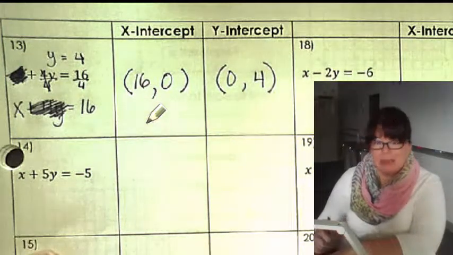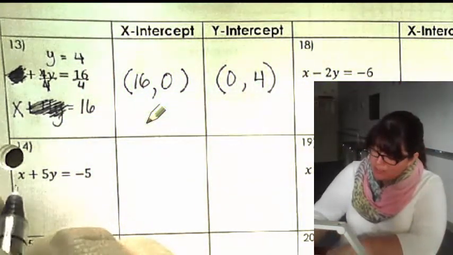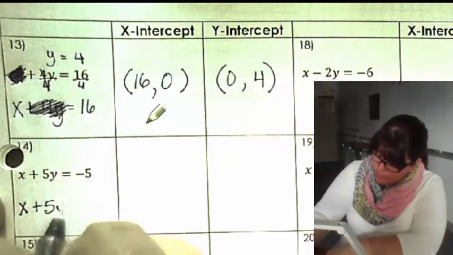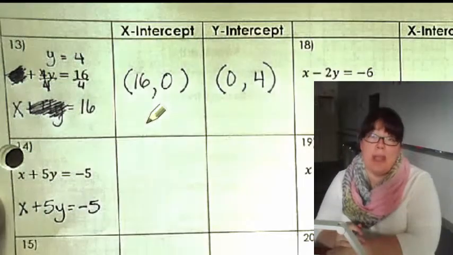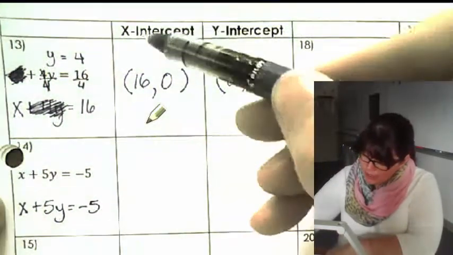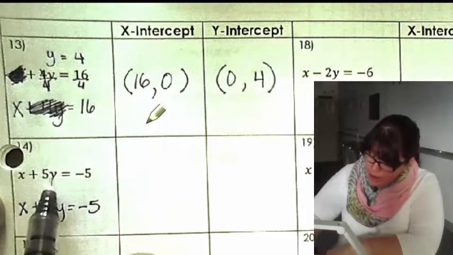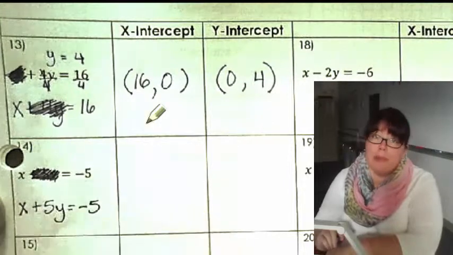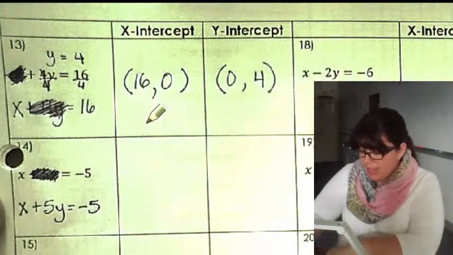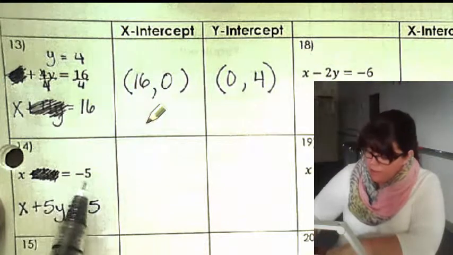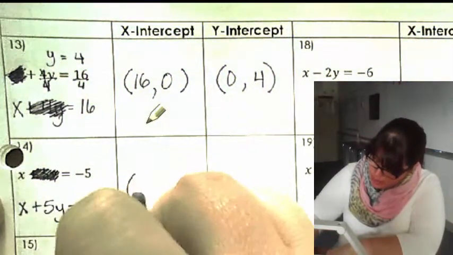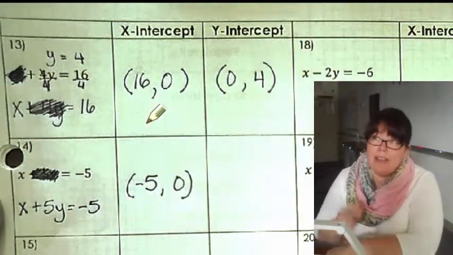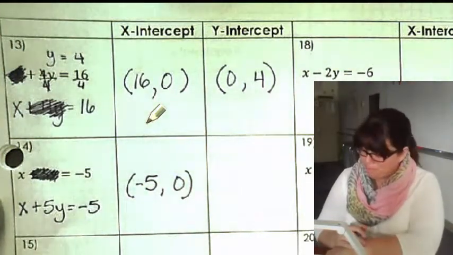Let's take a look at a few more examples. Here we have x plus 5y equals negative 5. I'm going to write it again, exactly the same way. To find the x-intercept, I'm going to plug in 0 for y. If I plug in 0 here, this whole term becomes 0, because anything multiplied by 0 is 0. Then I just have x equals negative 5, which means in my coordinate point, x will be negative 5, and y will be 0, because the intercepts are always 0 for the other place.